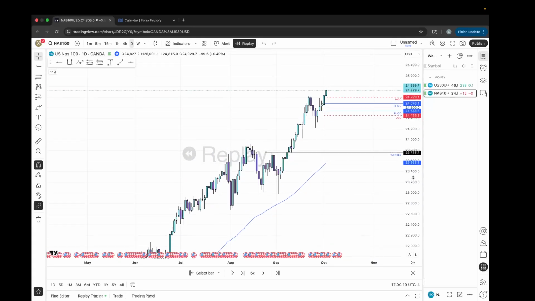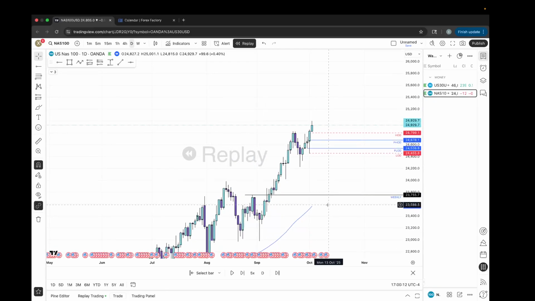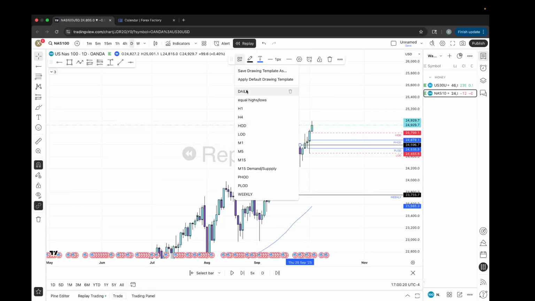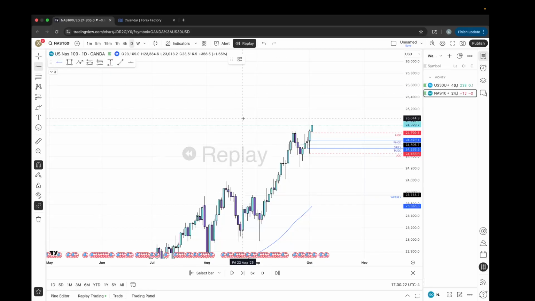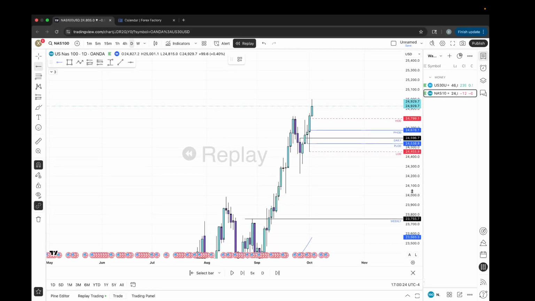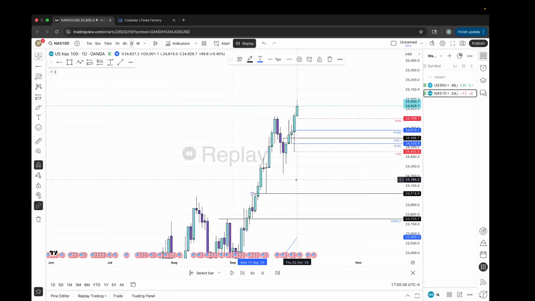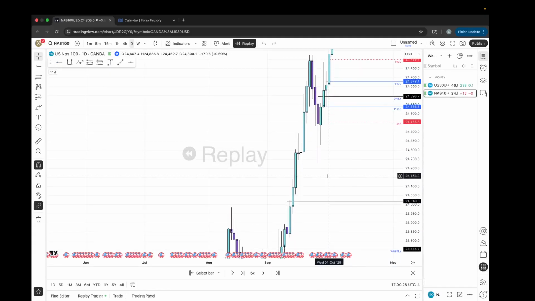Daily, we have a few dailies that we can mark up. So I will mark this one up considering it broke above this previous high. So I'll mark this up as a daily. And then I'll mark up one lower one as well. I believe this one is not touched yet.